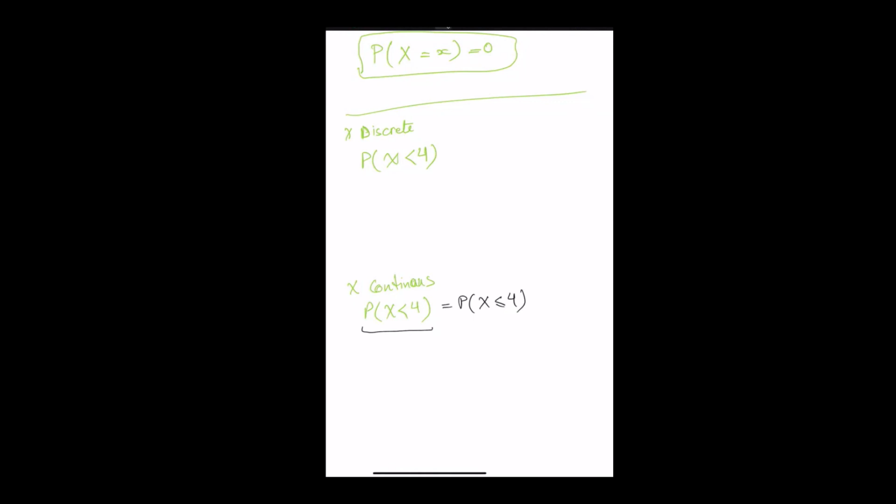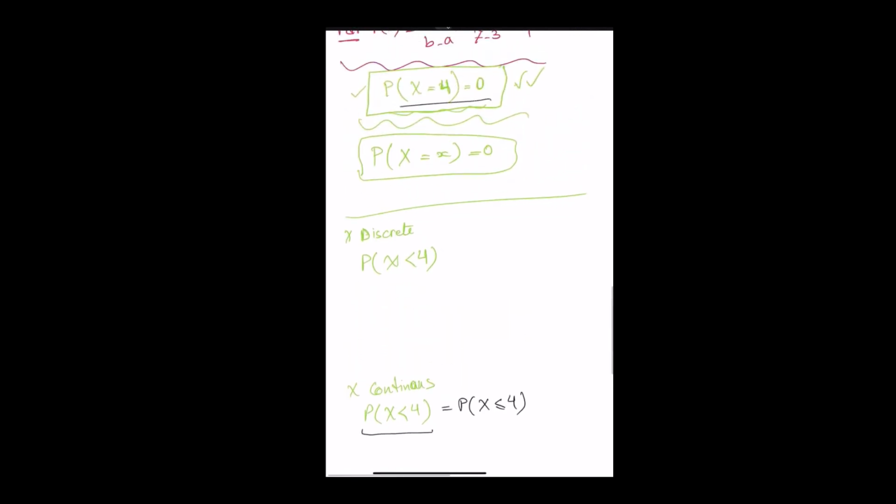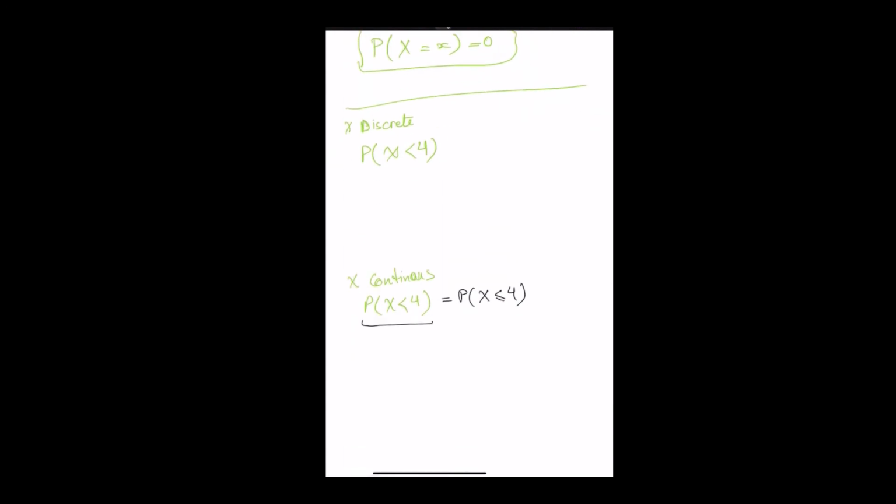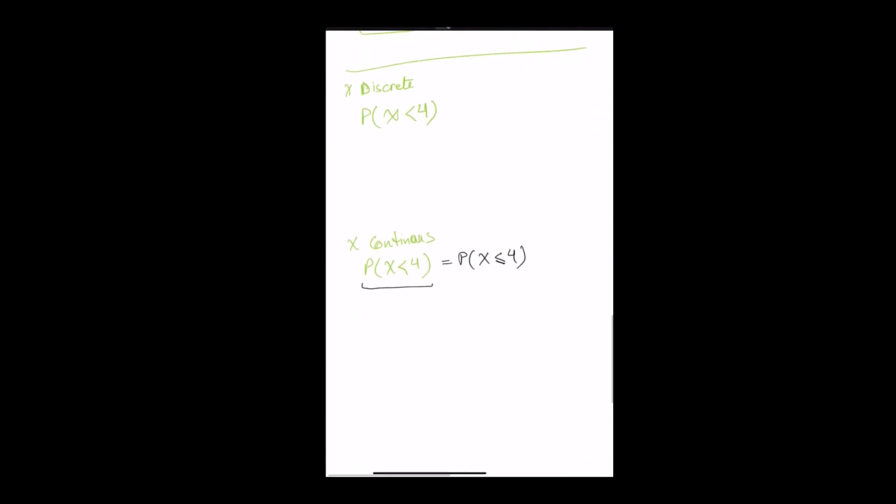Because the probability of x equal to 4 is 0 in a continuous random variable. So it doesn't matter if you put the equal sign or not. For example, if I ask you, what is the probability of x between, let's say, 3 and 5?